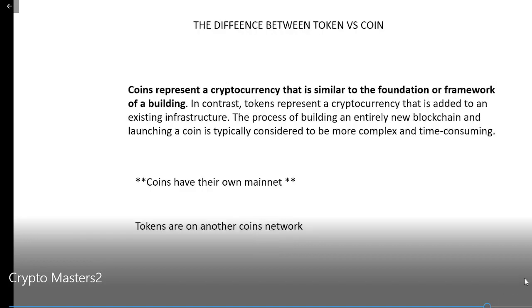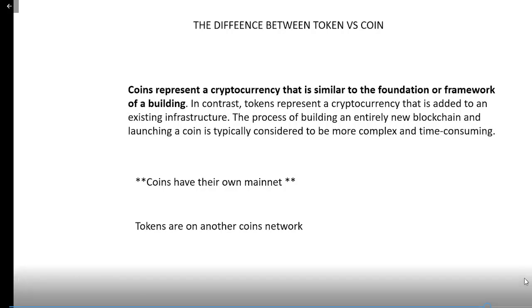So what is the difference between a token and a coin? So a coin represents a cryptocurrency that is similar to the foundation or framework of a building. So it's the foundation of the blockchain. In contrast, the tokens represent a cryptocurrency that is added to an existing infrastructure. The process of building an entirely new blockchain and launching a coin is typically considered to be more complex and time consuming. So what you have is these new projects. Instead of them coming out with their own coin, they come out with a token on another coin's blockchain. For instance, most of these newer coins or tokens are built on the Ethereum blockchain. That's why the price of Ethereum has skyrocketed the way that it has.